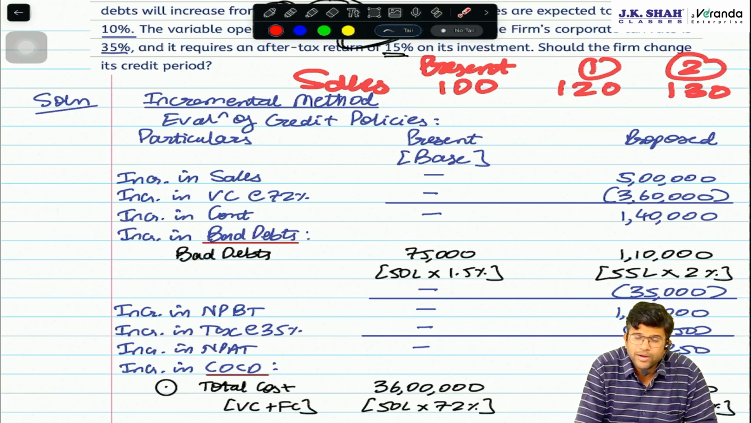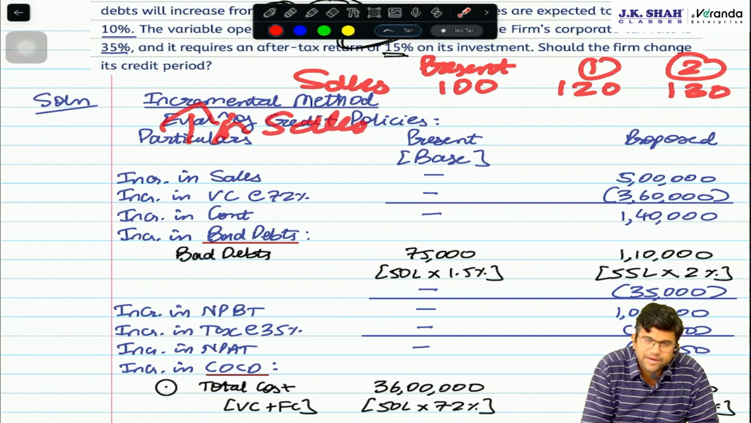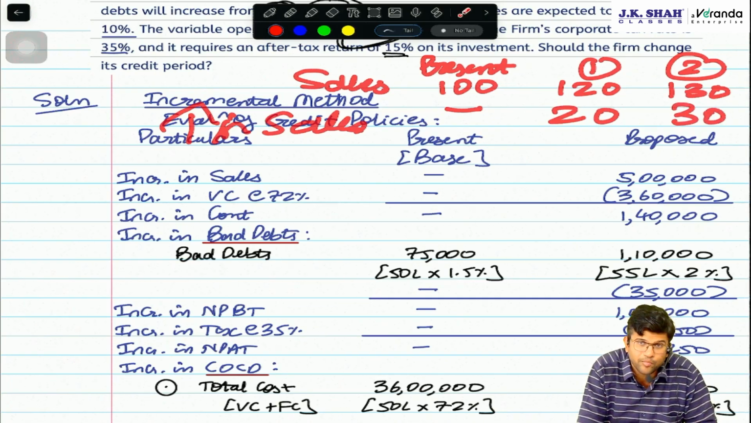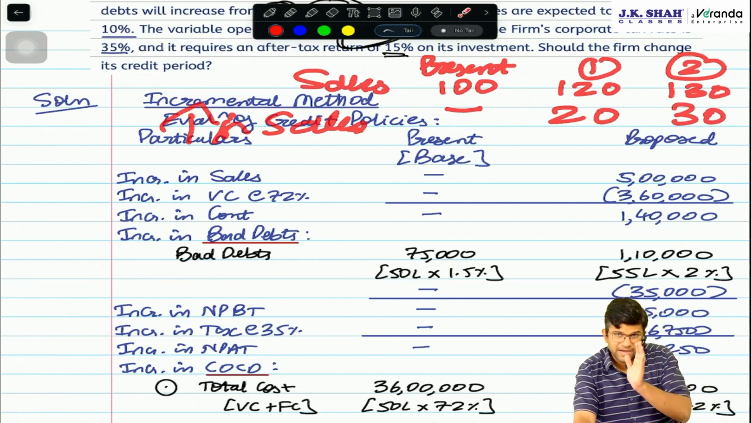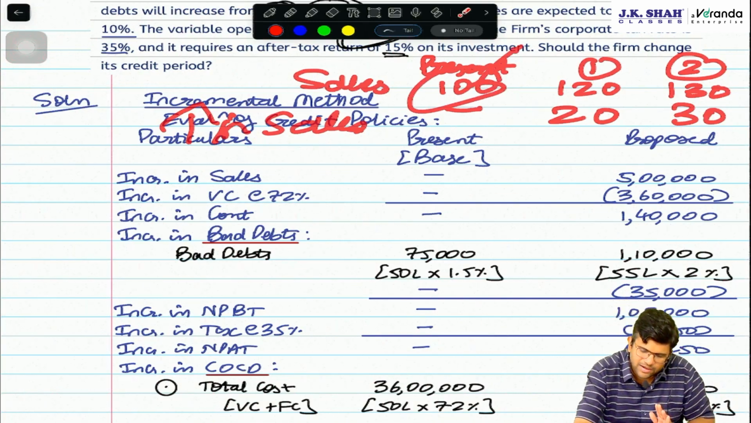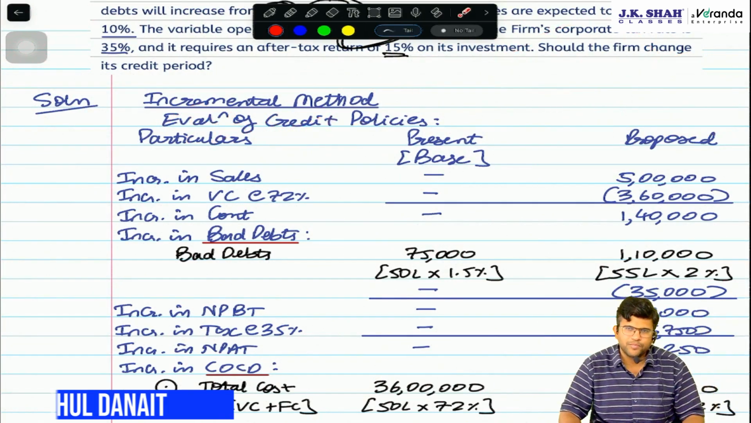If they are asking you to do on incremental basis, what will you do? You will write increase in sales. Base year will be taken as dash. In proposed policy 1, increase in sales will be taken as 20. In proposed policy 2, increase in sales will be taken as 30, not 10. Compare the second policy also with present policy. Don't compare second with the first. First is not the base. Base is present policy. So from present policy, how much is it increasing by? 30, no? So take 30 here. Like that you should do in case more than one proposed policies are given.